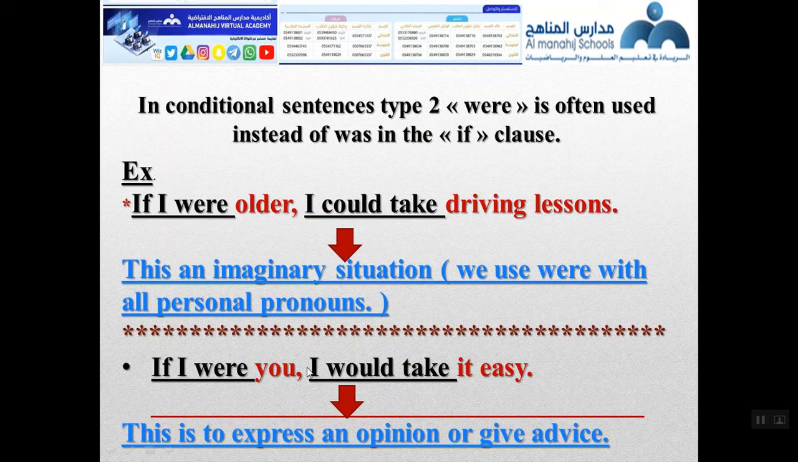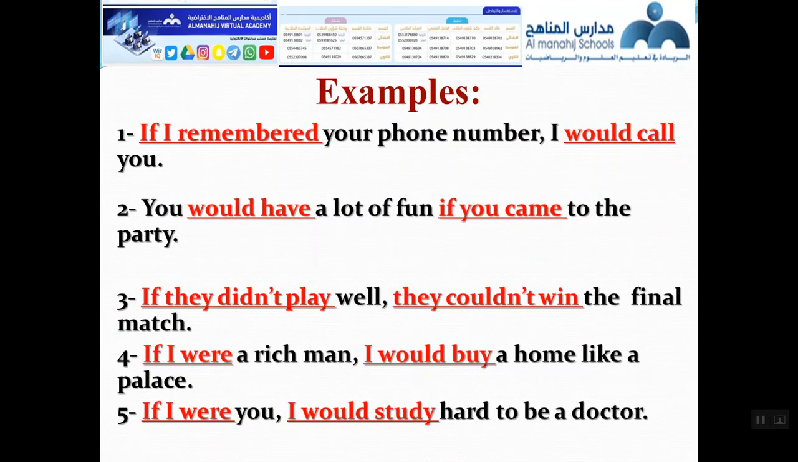If I were you, I would take it easy. This is an opinion. He is in a situation and he doesn't deal with this situation in a good way. So I advise him. If I were you, I would take it easy. This is to express an opinion or to give advice. يعطي نصيحة أو رأي. If I were you.